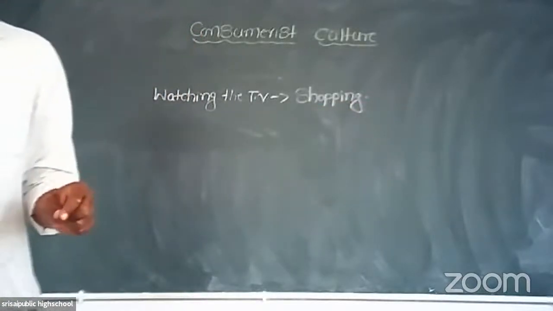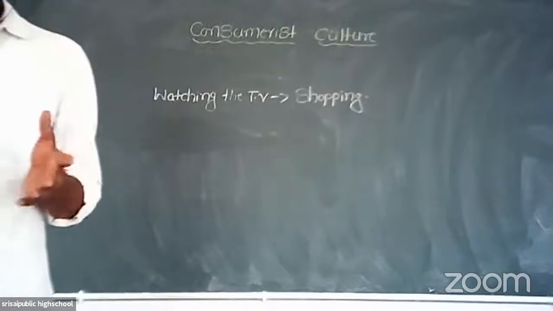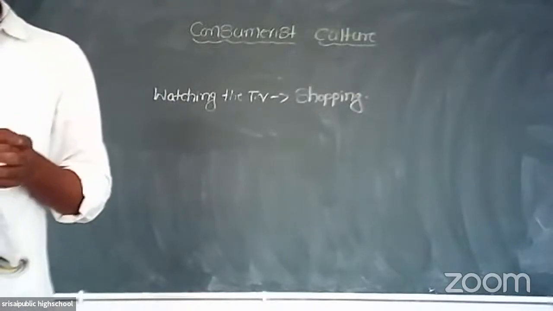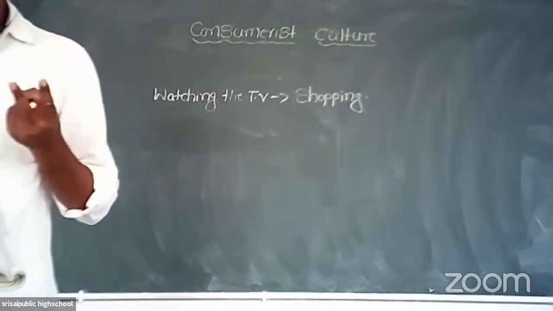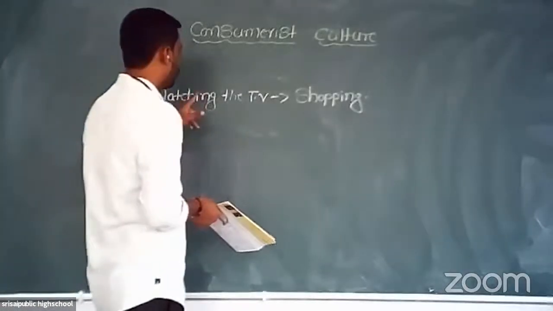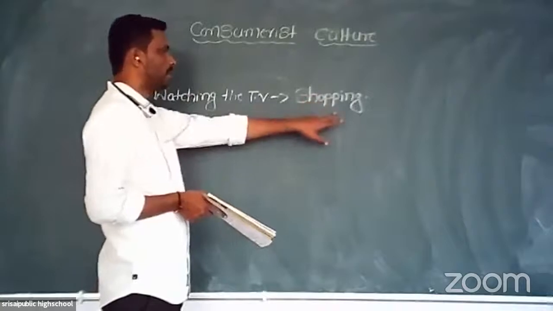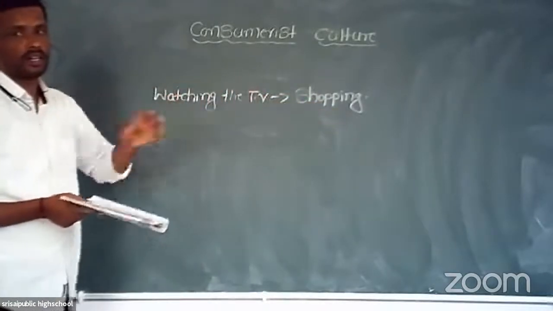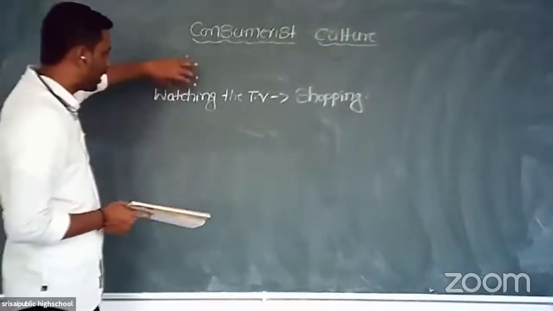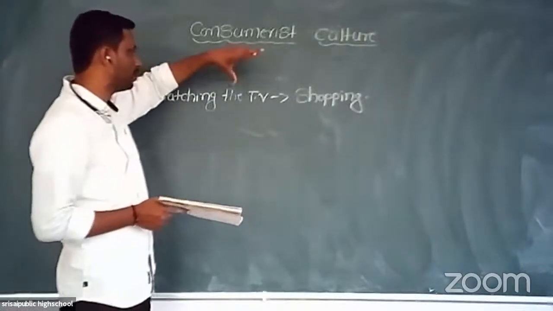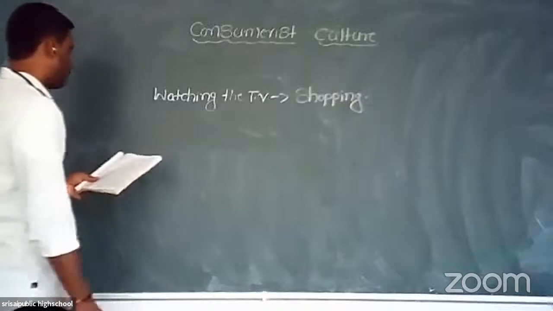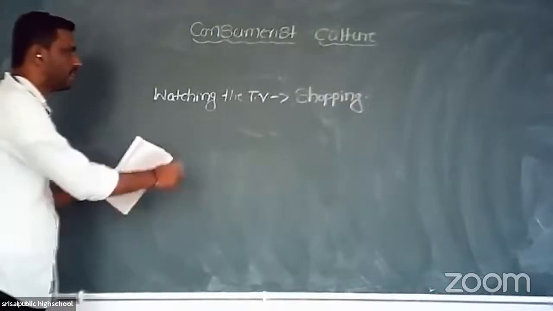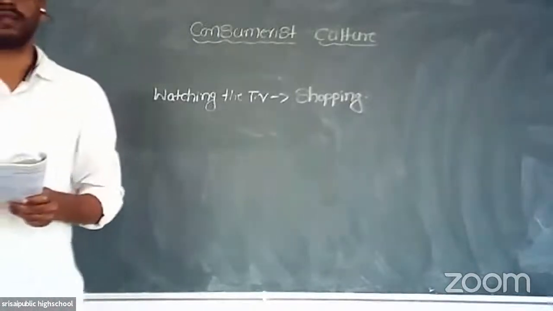One survey says that most of the people of the US spend their leisure time in two activities. Half of the people watch TV, and the remaining half go shopping. There is a connection between these two activities. So what is the aim of the advertisement? With this example, he is saying the aim of the advertisement.